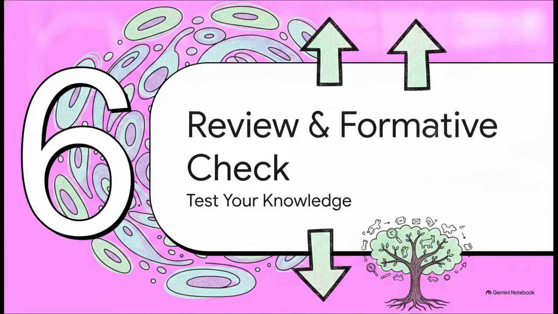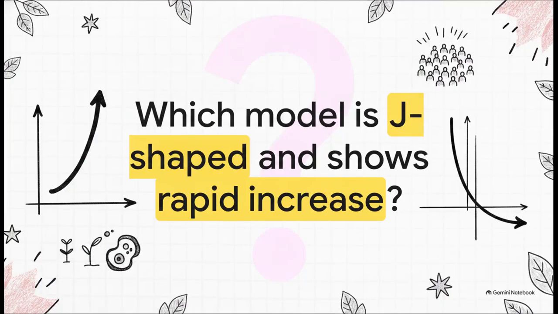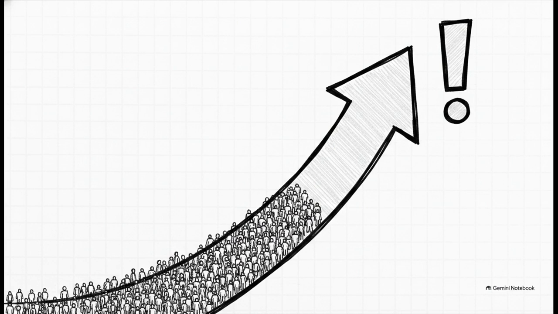And finally, Section 6, Review and Formative Check. Let's wrap things up and see what we remember. Time for a quick pop quiz from the beginning of our explainer. Which mathematical growth model is J-shaped and represents a population increasing rapidly under ideal unlimited resources? Take a second to visualize those curves. Did you get it? It's exponential growth, which, as we analyzed today, perfectly describes the human population's trajectory over the last couple of centuries.